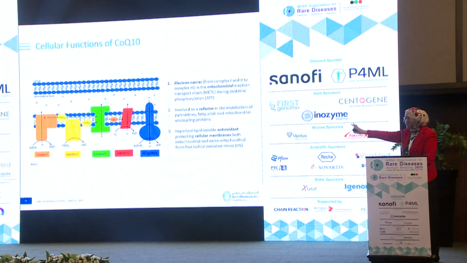This is again the illustration of the cellular function of coenzyme Q10, basically the transfer of that electron from complex 1 to complex 3, and then ultimately the production of ATP. So when this process fails, the mitochondria is unable to produce ATP, and this is why the symptomatology very much resembles mitochondrial disorders, really.